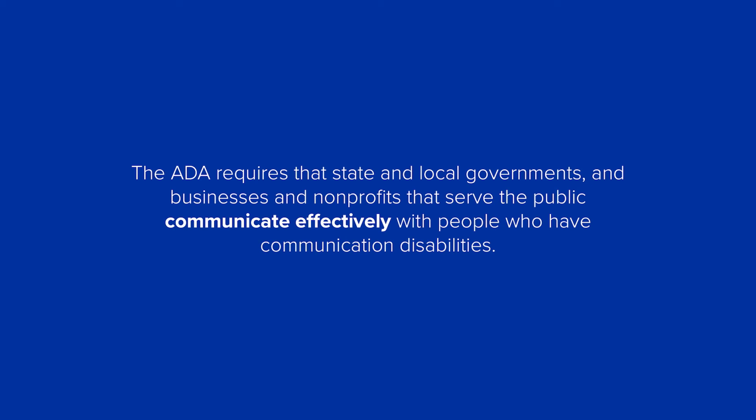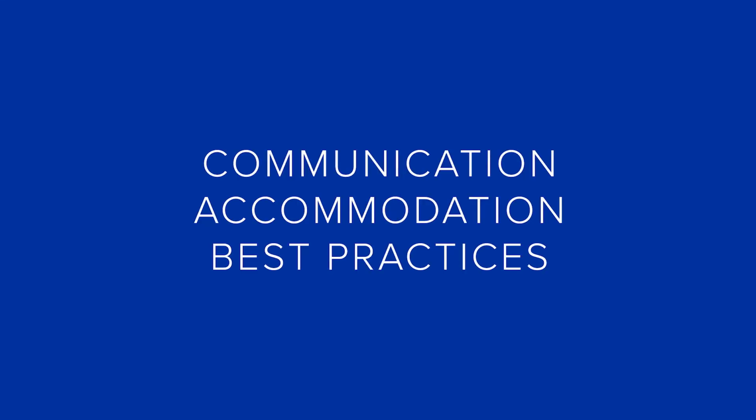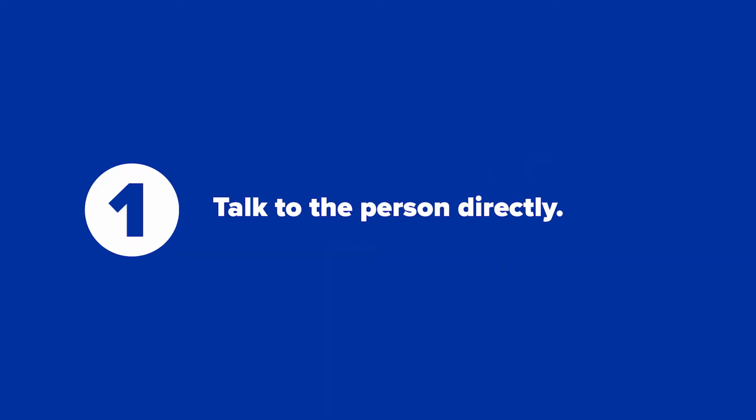Regardless of how that person communicates, we do know that there are best practices in communicating and accommodating. So let's talk a little bit about those. When you're communicating with a person with disabilities, first and foremost, talk to the person directly. The most obvious scenario here is one in which a deaf person is communicating with an interpreter. Don't speak to the interpreter, speak to the person.